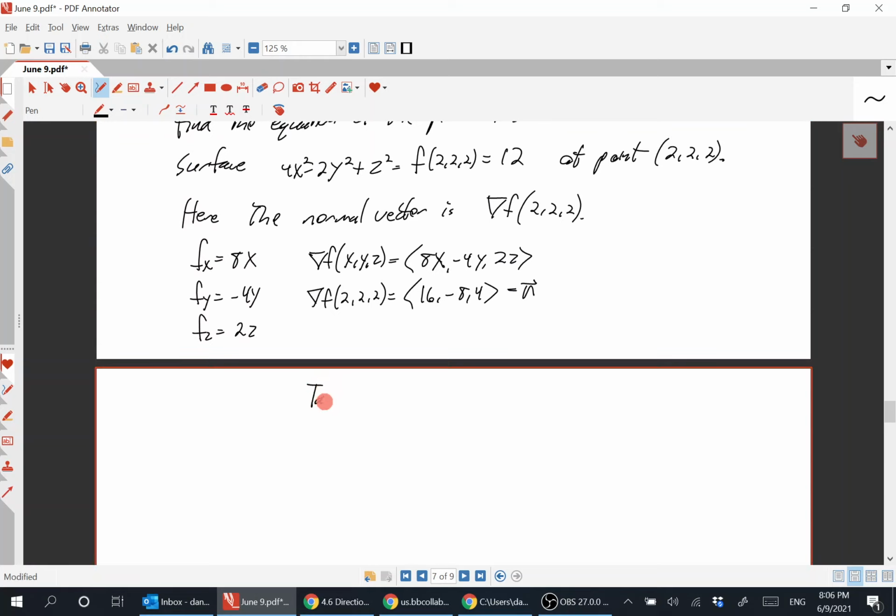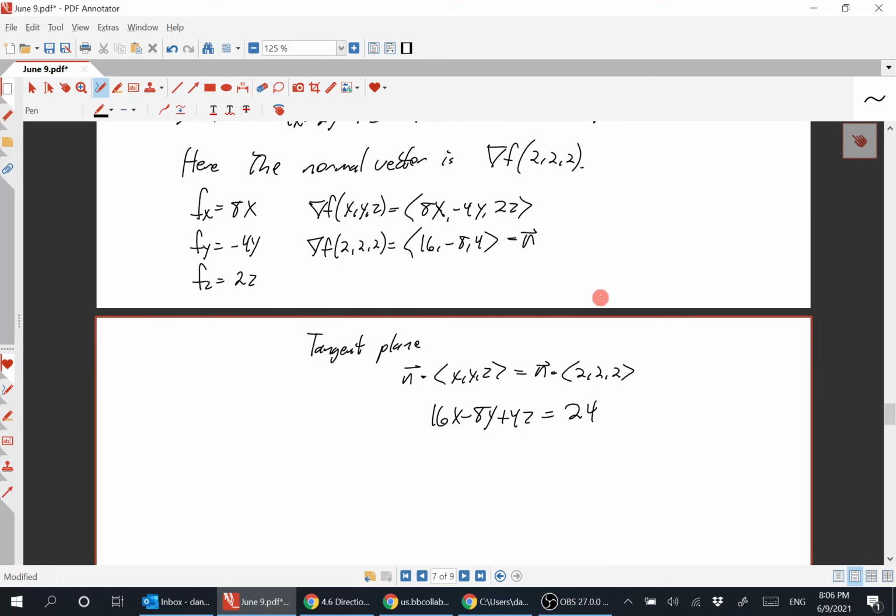All right, so the tangent plane: n dot x, y, z is equal to n dot 2, 2, 2. So this is 16x minus 8y plus 4z is equal to, so the sum of these times 2, so it's 20, so it's 12 times 2, 24. So I think we can divide that by 4. So 4x minus 2y plus z equals 6. So there's your tangent plane.